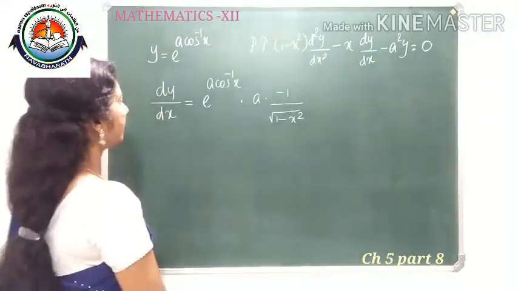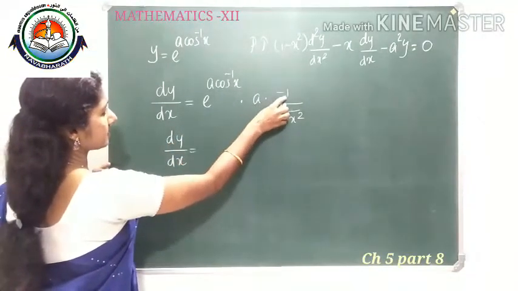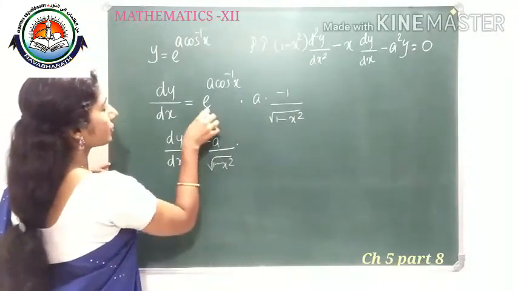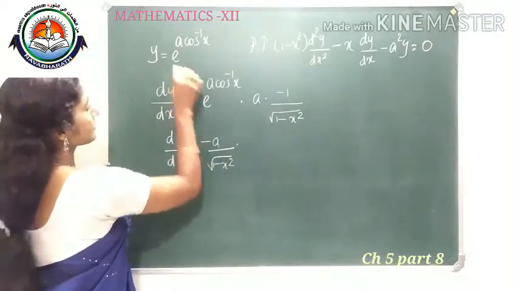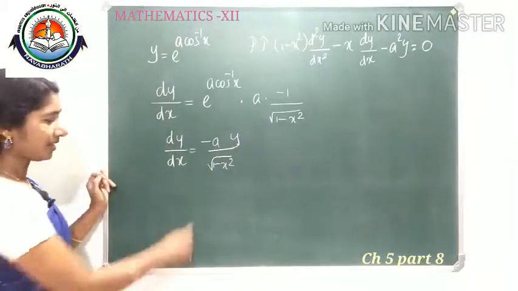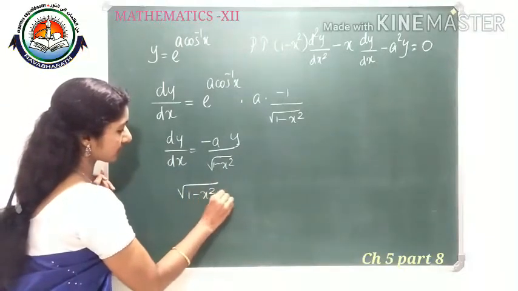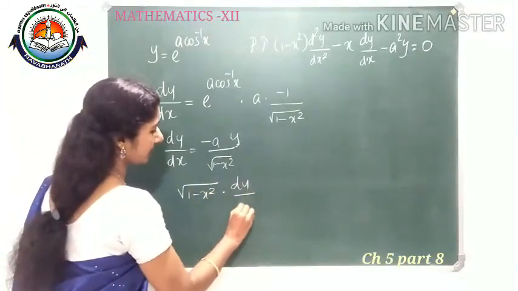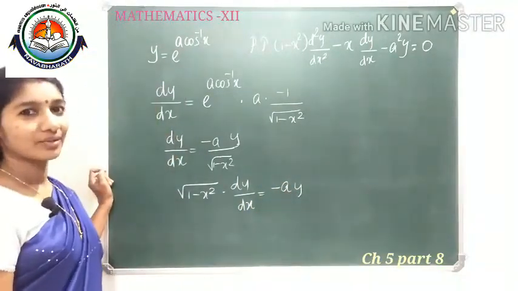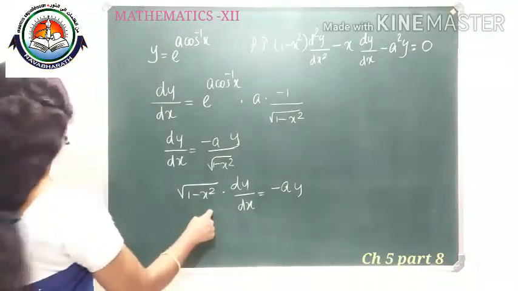Okay. Then see, dy by dx is equal to minus a by root of 1 minus x square into, see this one, this is our y itself, so we can replace e raised to a cos inverse x as y. Take root of 1 minus x square to left side. So we will get root of 1 minus x square into dy by dx equal to minus a y. Okay. Then we can do differentiation. So differentiating with respect to x.